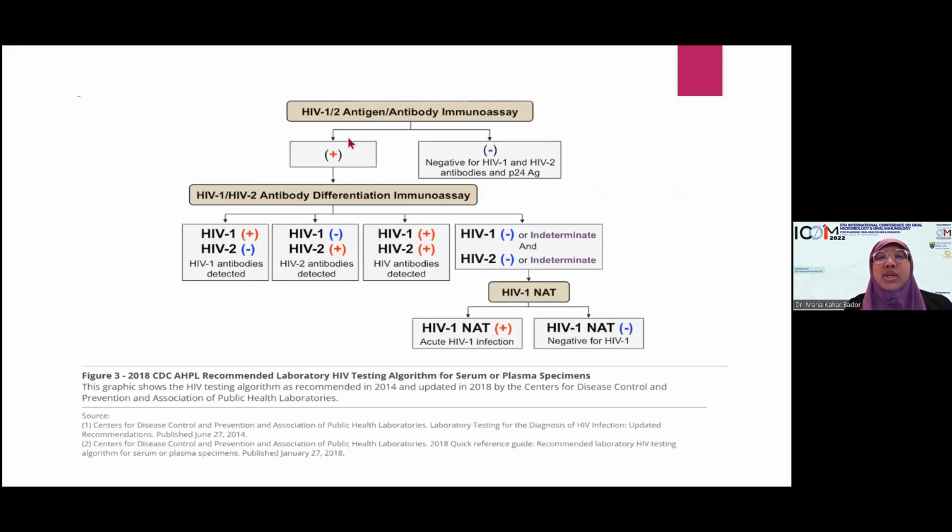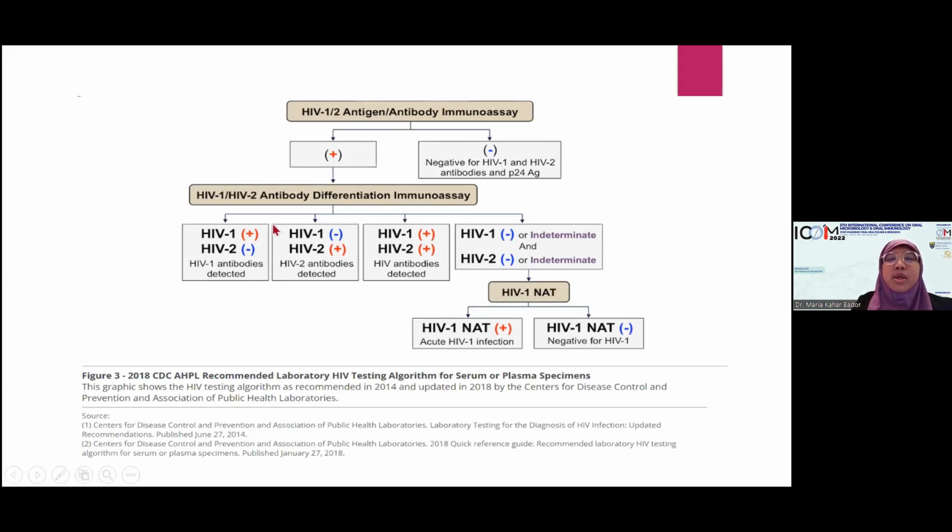So this is the guideline that was given by CDC, where if you do a HIV-1/2 antigen antibody immunoassay, and if it was positive, the confirmation test that was recommended was a HIV-1, HIV-2 antibody differentiation immunoassay. And if it was negative, depending on the clinical status of the patient, you could ask for a repeat test in 2-3 weeks' time, in case you fell into the eclipse period.